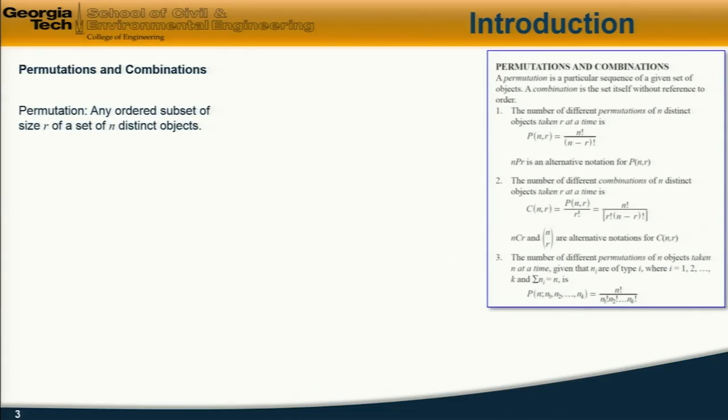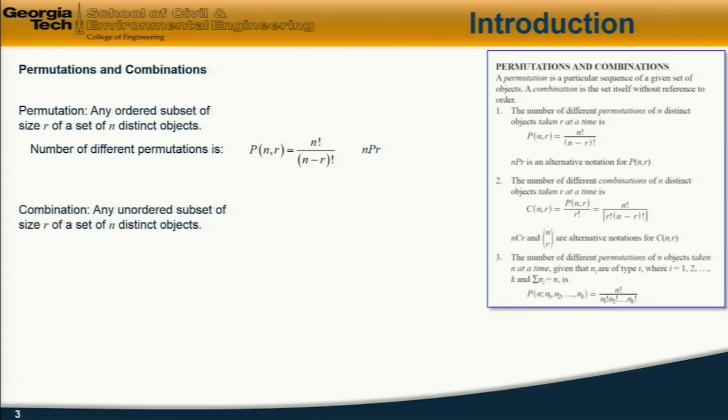And the definitions are that, first of all, a permutation is any ordered subset of size or length r of a set of n distinct objects. And the number of different permutations is given by this equation, which we write as P(n,r) is equal to n factorial divided by (n minus r) factorial. And this is sometimes written as nPr, like this.